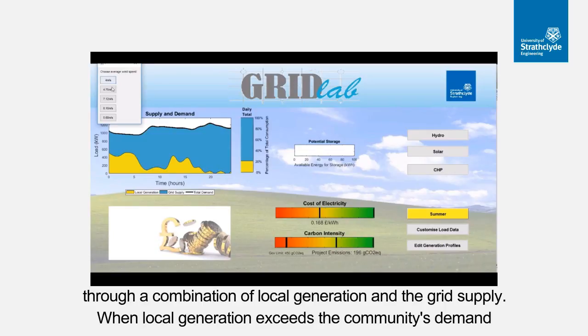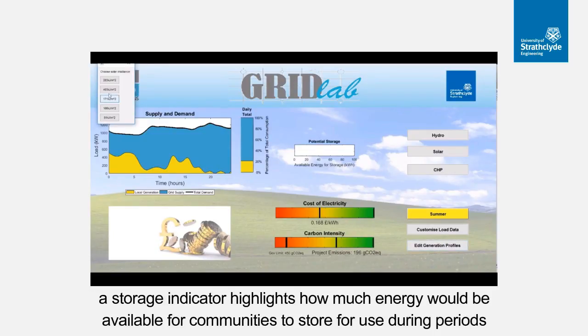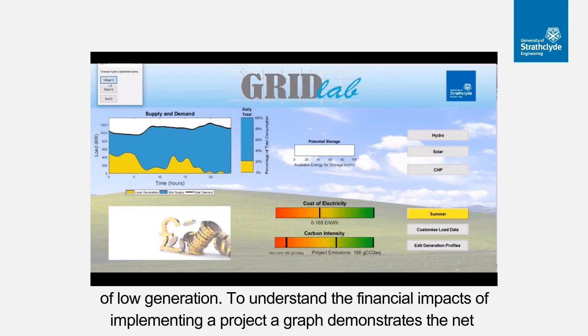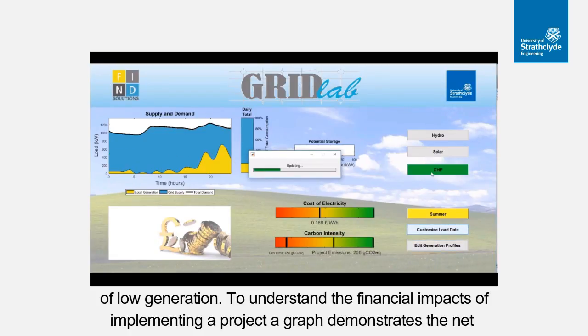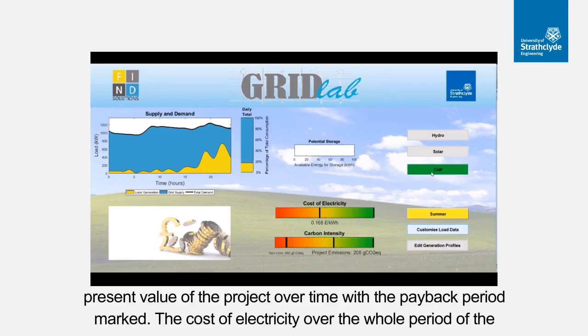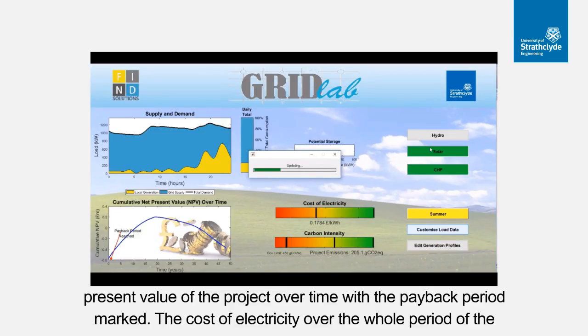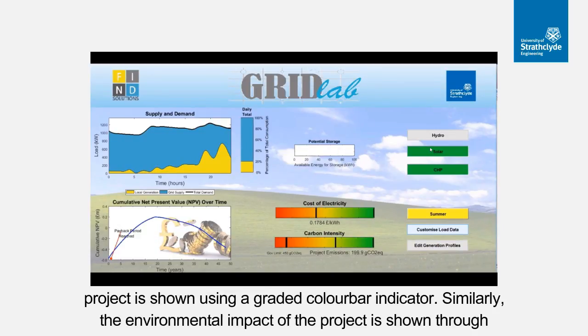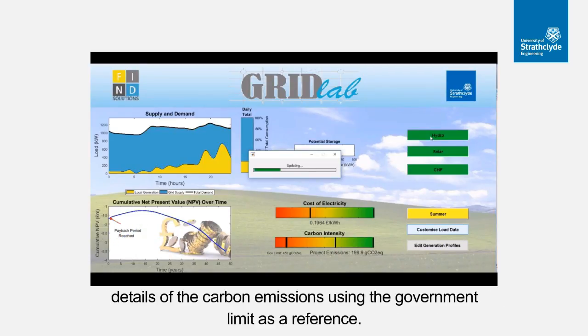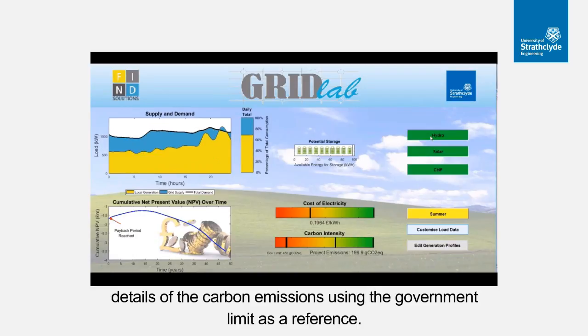When local generation exceeds the community's demand, a storage indicator highlights how much energy would be available for communities to store for use during periods of low generation. To understand the financial impacts of implementing a project, a graph demonstrates the net present value of the project over time with the payback period marked. The cost of electricity over the whole period of the project is shown using a graded colour bar indicator. Similarly, the environmental impact of the project is shown through details of the carbon emissions using the government limit as a reference.